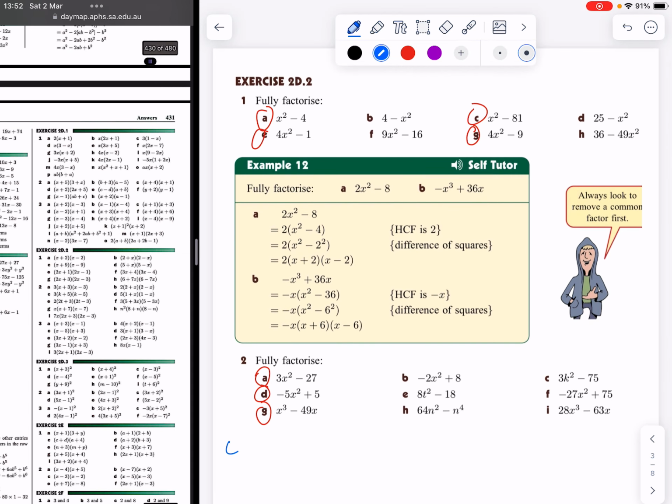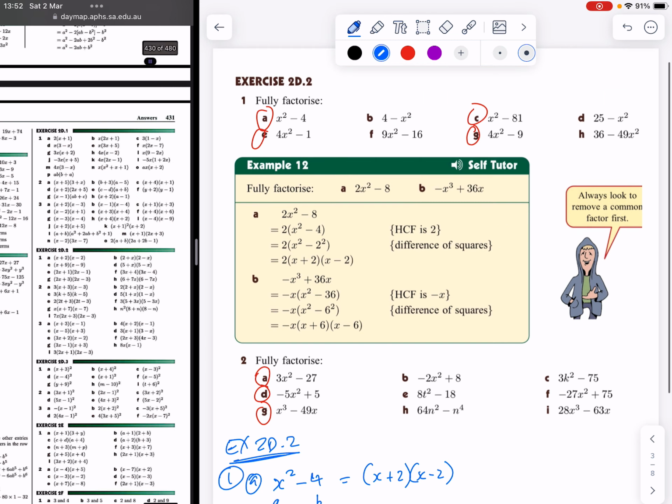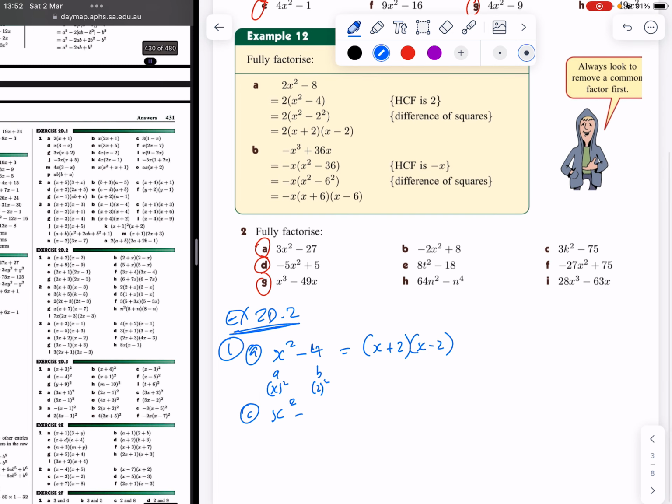Exercise 2D.2, question 1, fully factorize. A, x squared take 4. Difference between two squares: your A is x getting squared, your B is 2 getting squared, so it's x plus 2, x minus 2. C, x squared take 81. What do I square to get x squared? X. What do I square to get 81? 9, so x plus 9, x take 9.